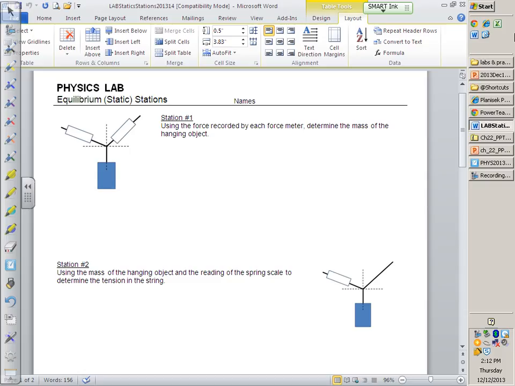Okay? At each station, I have labeled which station that is. So there's a piece of tape on the table that says station 5 or station 4 or whatever it is. I have also given you the mass of the object that is at that station, because you're going to need that, except for one spot, because at one spot you're supposed to find the mass of that object.